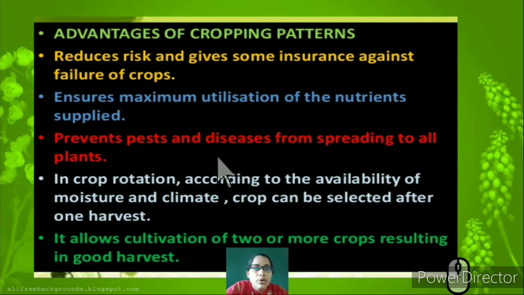So in crop rotation, the major advantage is the availability of moisture and climate, and based on the climate, the crop can be selected and harvested one after the other. It is also the cultivation of two or more crops resulting in a good harvest.